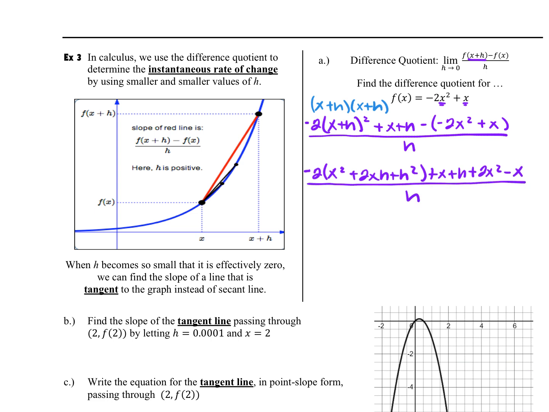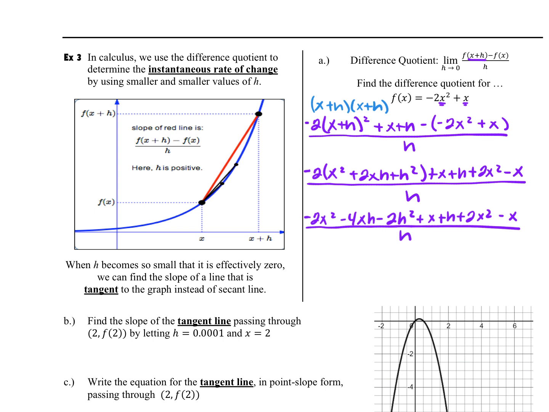Don't get lazy and stop writing that over h. Now we're going to distribute our negative 2. So I'll have a negative 2x squared minus 4xh minus 2h squared plus x plus h plus 2x squared minus x. And then this is all over h.